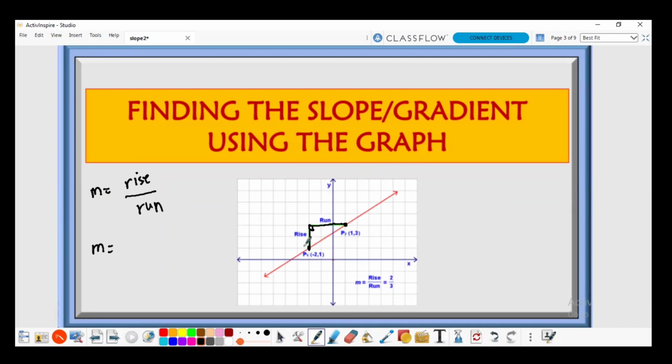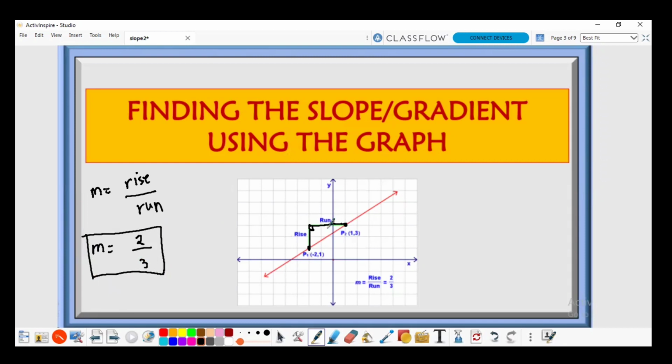Now, we're going to count how many units we went up. So we have 1 and 2. So we have 2 over our run. How many units did we move from here going to this point? We have 1, 2, and then 3. Therefore, the slope here is 2 over 3.